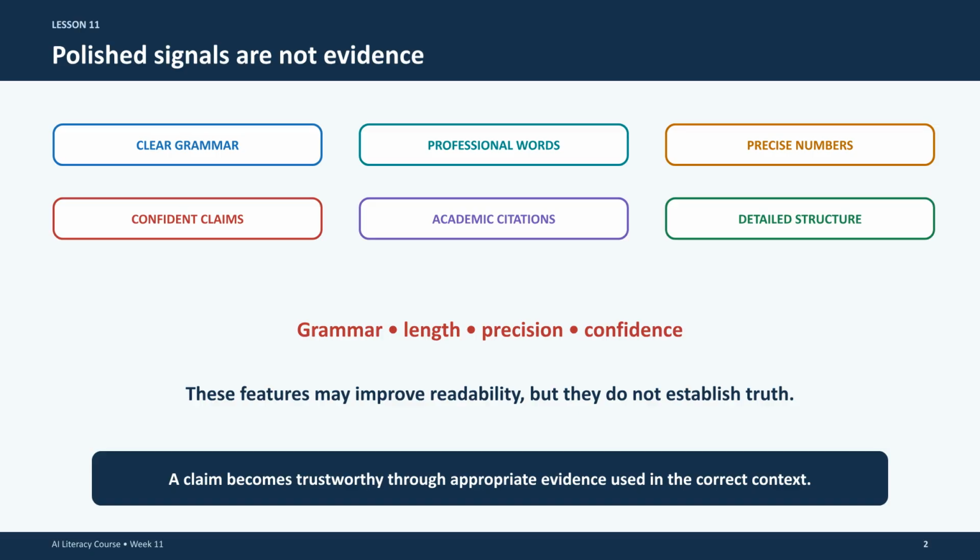AI text often looks trustworthy because of its clear grammar, professional tone, and detailed structure. However, these are just presentation signals. They do not establish truth. A claim is only trustworthy if it is supported by appropriate evidence in the right context.